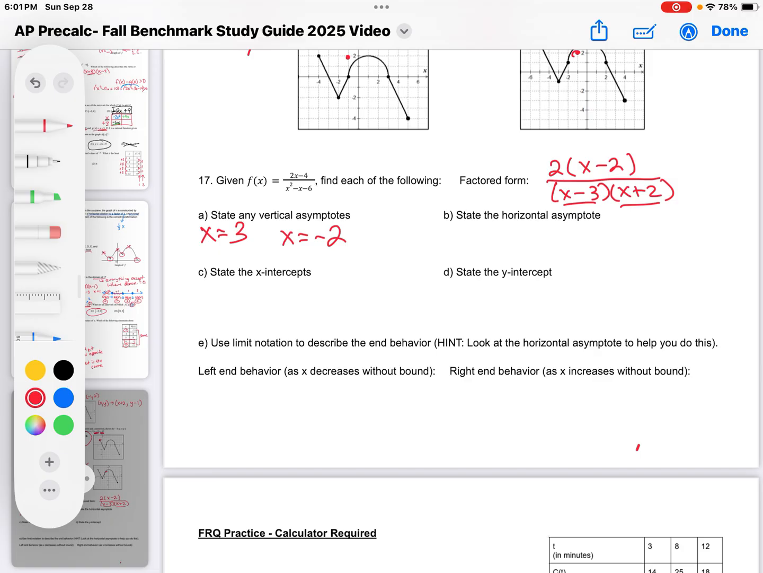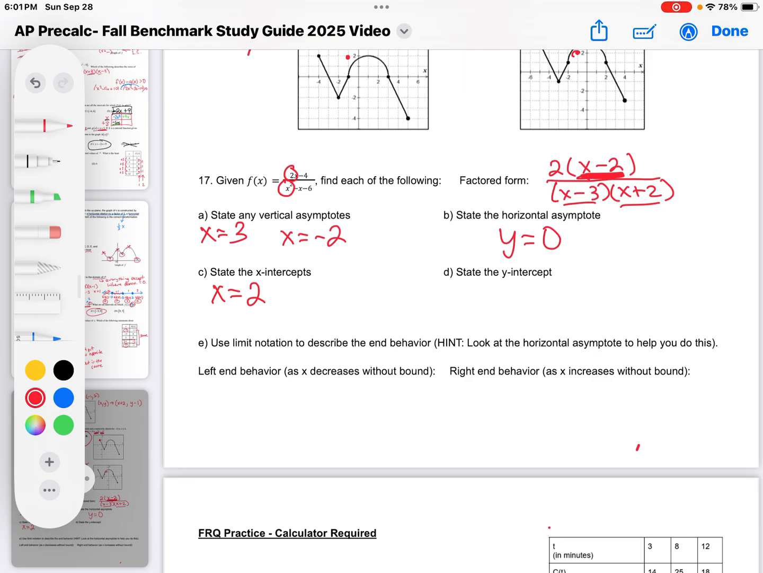Horizontal asymptotes, for this one, I'm going to go back to the original form, and I'm going to compare the degrees. The degree on top is less than the degree on the bottom, so it must be y equals 0. X-intercepts, I look at numerator factors, x equals 2. And it's because of the factor of x minus 2, not because of the 2 in the front.